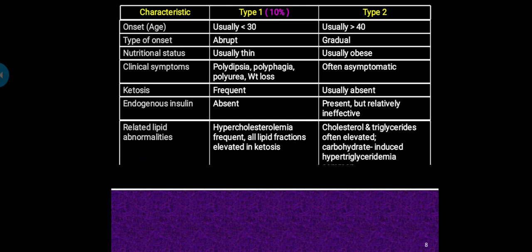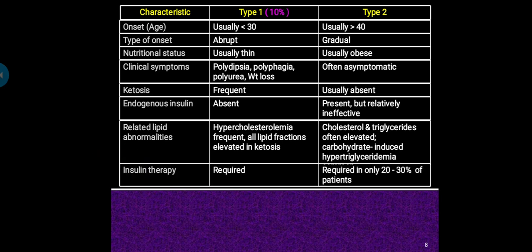And associated abnormalities like hypercholesterolemia are frequent in type 1, and most importantly, as a concern of the therapy, in type 1, as there is an insulin secretory defect, we have to replenish the insulin. So insulin therapy is a must in type 1, but in type 2, insulin therapy is needed in some cases, not in all cases. There the mainstay of therapy is oral drugs. Insulin is required only in 20 to 30% of patients with type 2. So these are the major differences between type 1 and type 2.